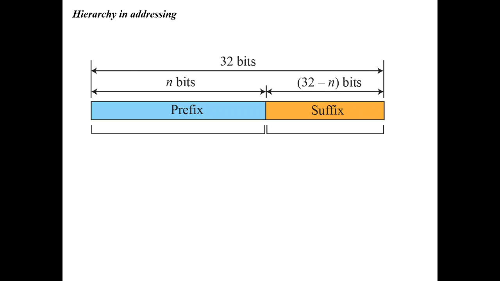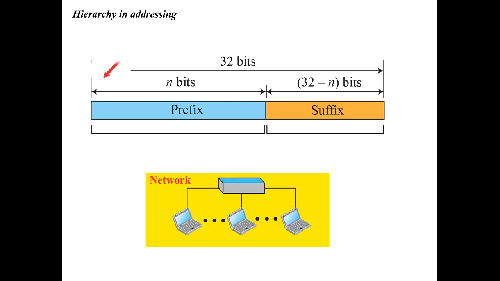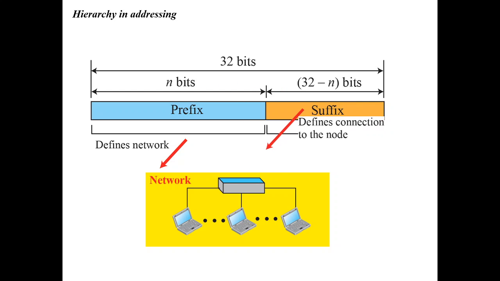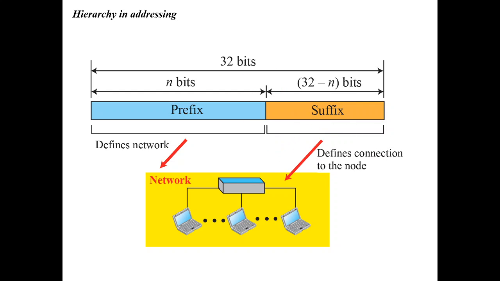Then hierarchy in addressing. An IP address is a 32-bit address, so it is divided into prefix and suffix. Let n bits be the prefix, then 32 minus n bits are the suffix. The prefix defines the network address, that is, it defines the network, and the suffix defines a connection to the node.